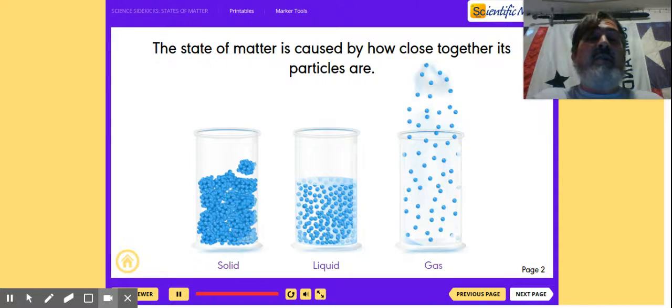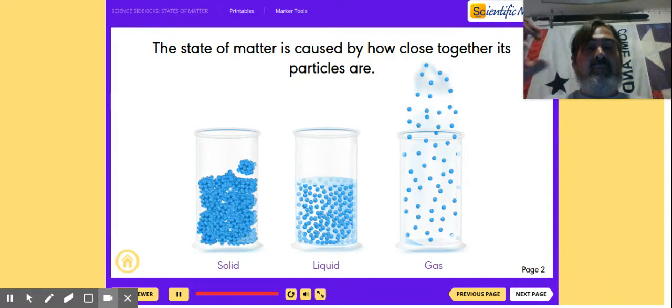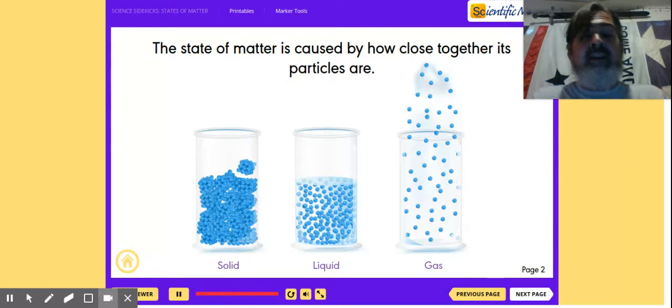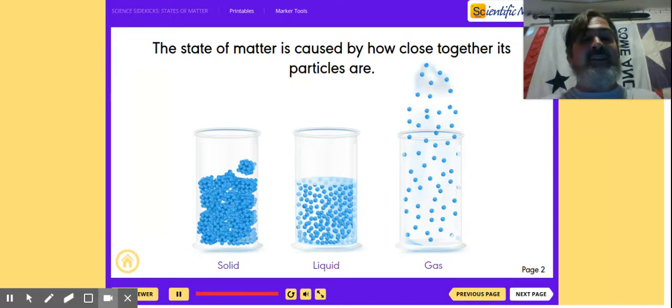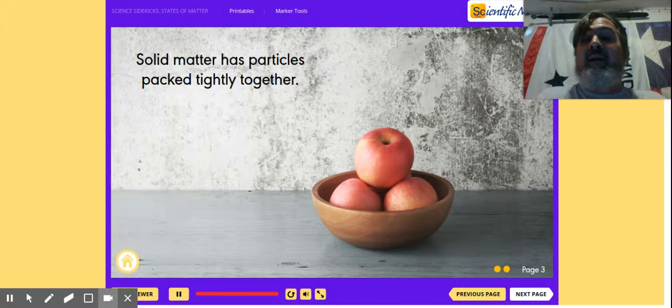The state of matter is caused by how close together its particles are. Remember, the more tightly packed the particles are, the more solid the object is. You see, in the gas, the particles are really far apart and they're moving. And with the liquid, they're kind of further apart and able to slide beside each other. Solid matter has particles tightly packed together, so they're right up against each other and they don't move.